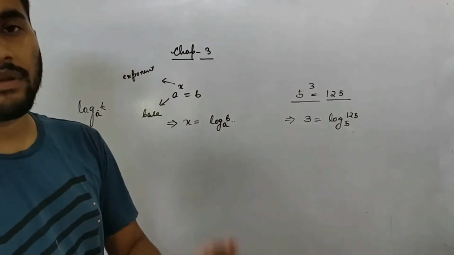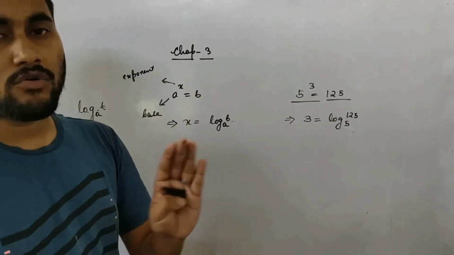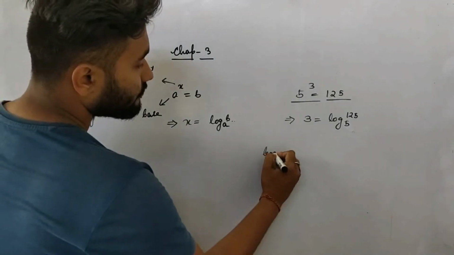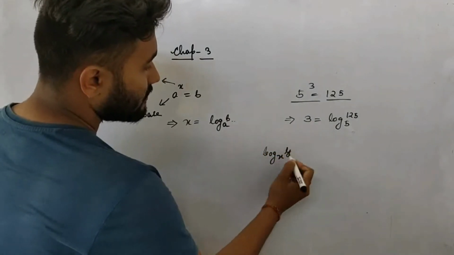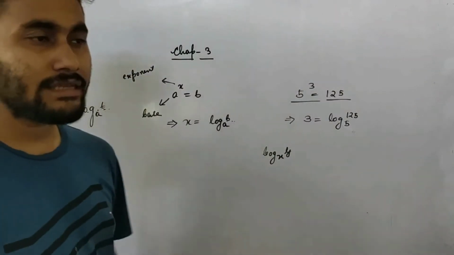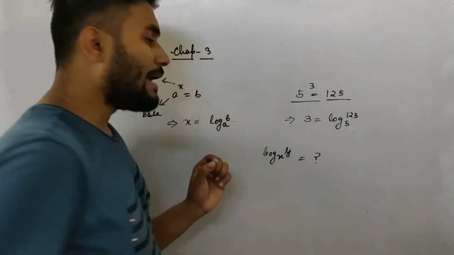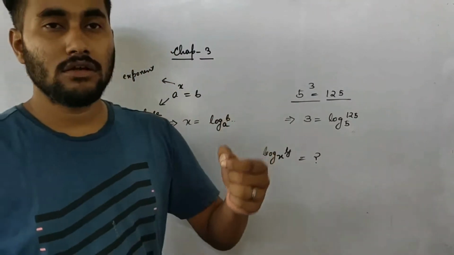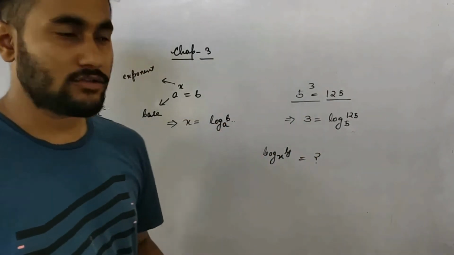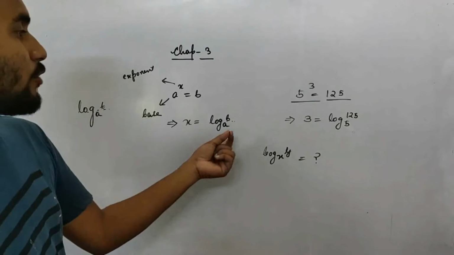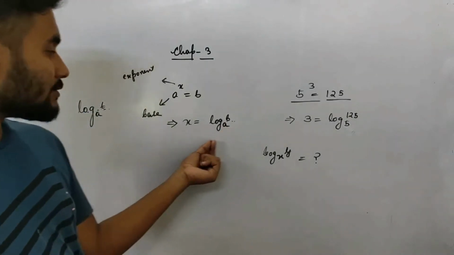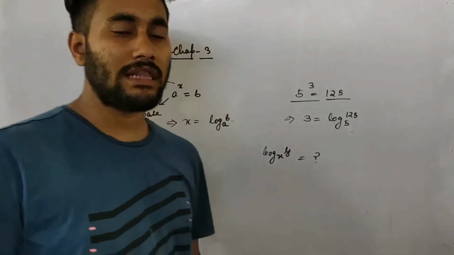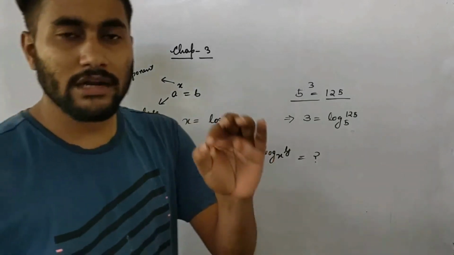So logarithm is simply the exponent. When we find logarithm, we actually find the exponent of that base. Means if I say log y base x, what am I going to find? I am going to find the exponent of x, or you can say the power of x. In log b base a, I am going to find the exponent of a. What is the exponent of a? x. So logarithm gives the exponent of that base. Remember this line.